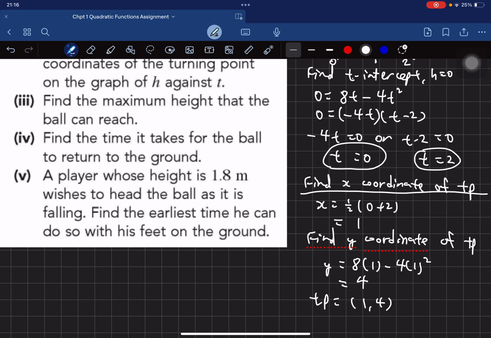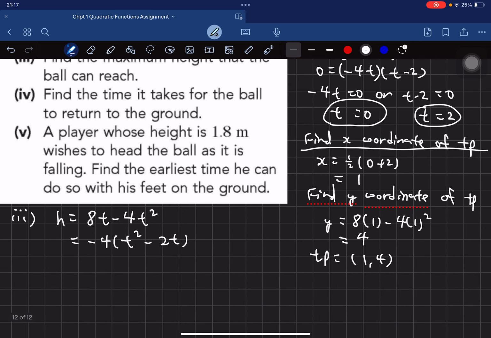So for this, my part 3, I'll have h equals 8t minus 4t square. So in order to complete the square, the coefficient of the t square must be positive 1. So I factorize out negative 4. So I have t square minus 2t. Then from here, I continue to factorize.